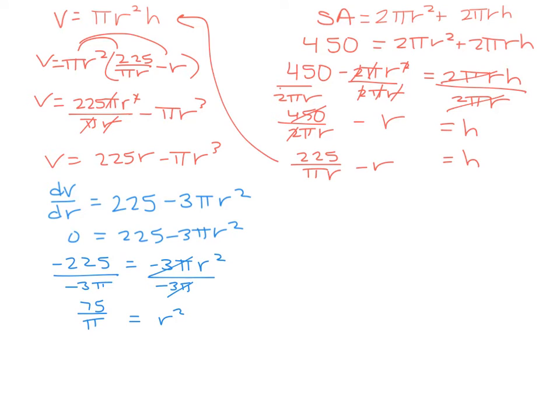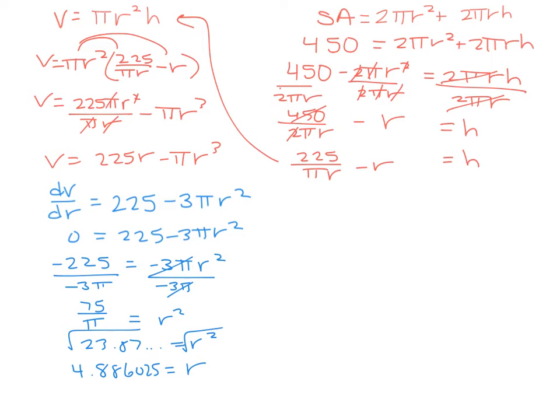And so when we divide that by pi, let's see, 75 divided by pi gives us 23.87 equals r squared. Then we're going to take the square root of both sides. Normally we'd put plus or minus, but we're not going to have a negative radius, so we just have to worry about the positive. And when we take the square root of that, that gives us the radius of 4.886025.